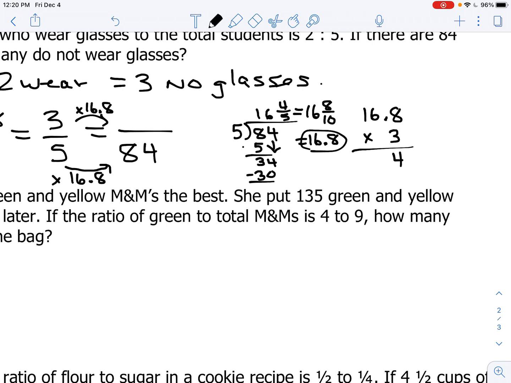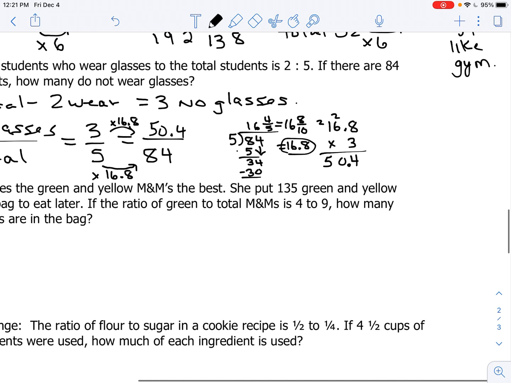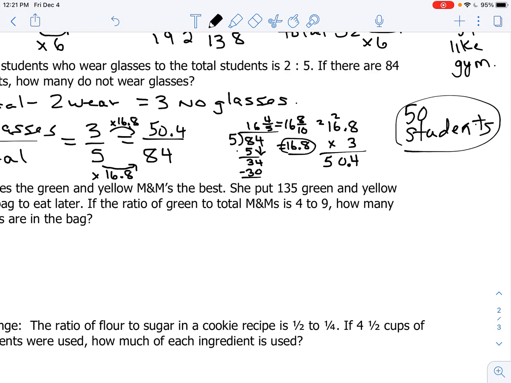3 times 8 is 24. 3 times 6 is 18, plus 2 is 20. And 3 times 1 is 3, plus 2 is 5. We're going to move our decimal point over there. So it's 50.4. Now we can't have 50.4 students, so we're going to round that down to 50 students. So there are about 50 students who do not wear glasses.